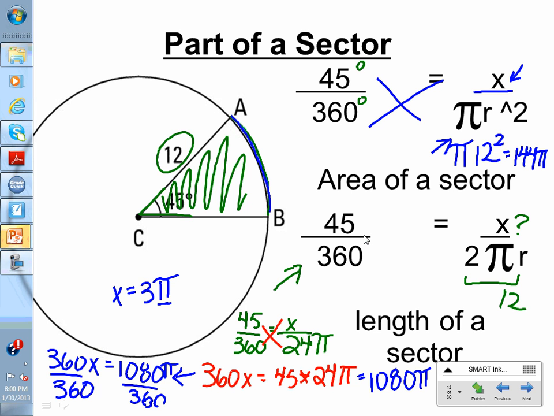So 45 times 144 gives us 6480. And then we're just going to divide by 360 on both sides to get x alone. So that gives us 18 pi. So the area of the sector is 18 pi. And you'll see many of these components in section 5 of test 9.